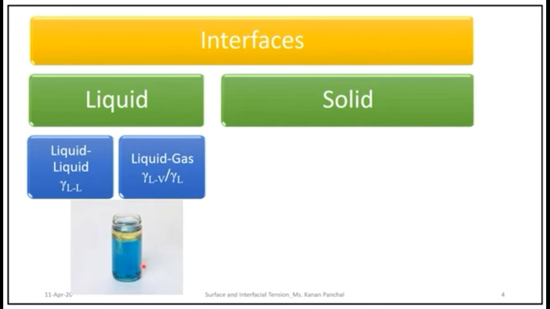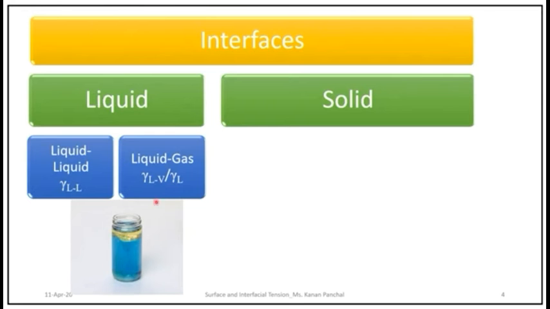Then the third one is the drop weight method using a stalagmometer. γ1/γ2 = W1/W2, where W1 is the weight of one drop of liquid and W2 is the weight of one drop of water.